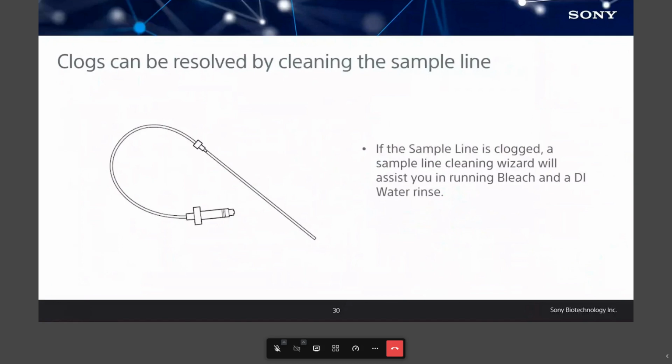So what if you have a clog in the sample line? Because the clog does not always occur in the chip. Sometimes it occurs in the sample line. Again, there's a software wizard, a cleaning wizard that will assist you in running a bleach and a DI water rinse at a high pressure to basically push that clog out of there, clean the sample line, and then again, you can just simply resume flowing your sample and resume sorting.